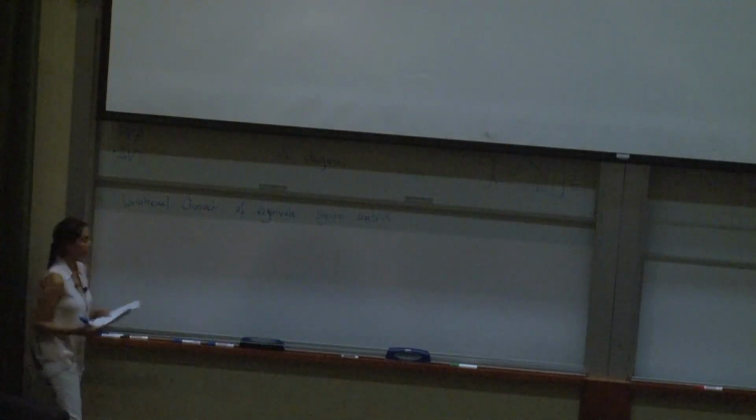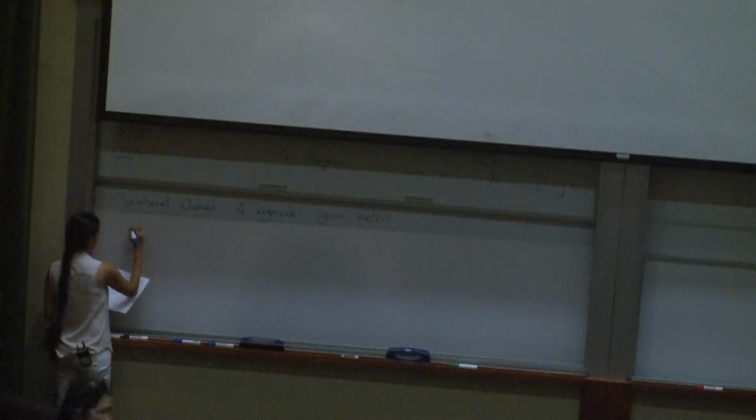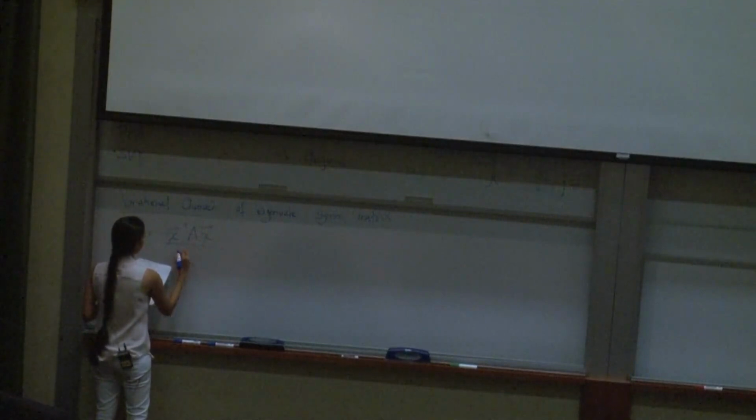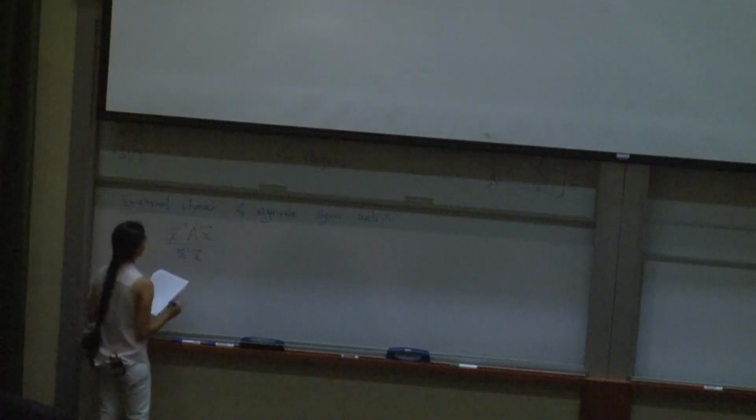And what we're going to see is that, consider this quantity. I'm going to call it R, which is equal to X transpose AX divided by X transpose X. And A is a symmetric matrix.